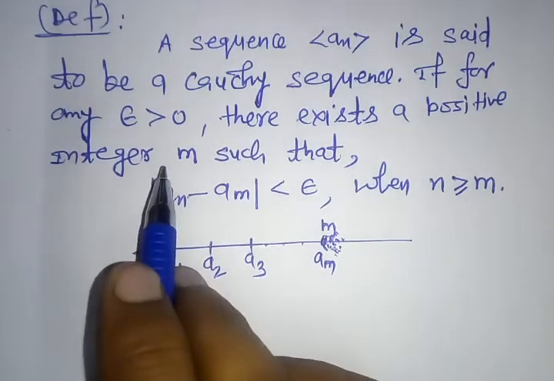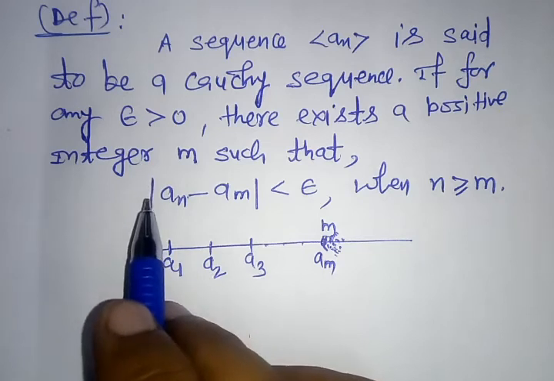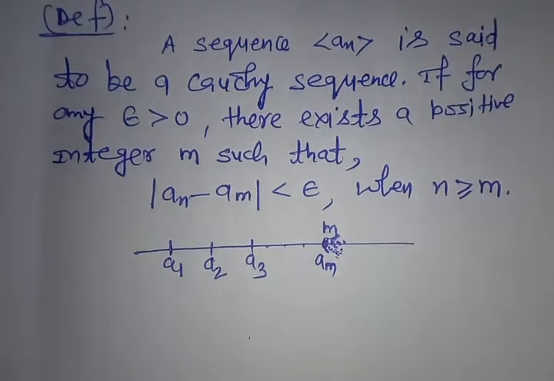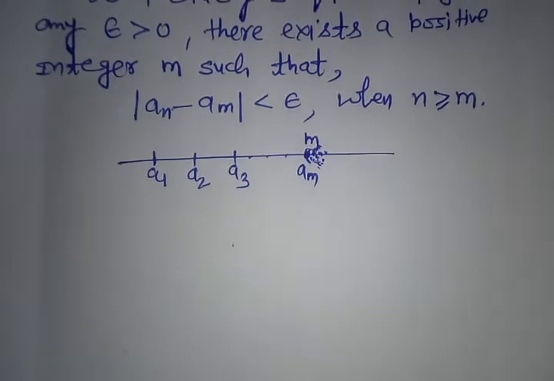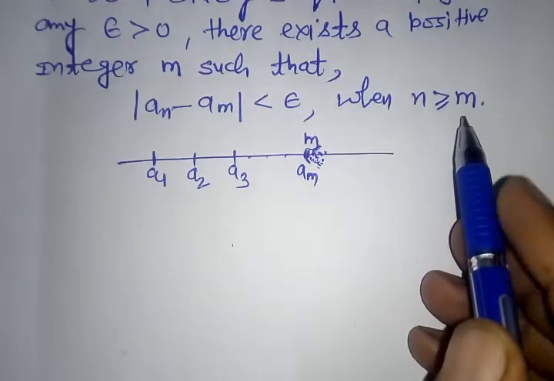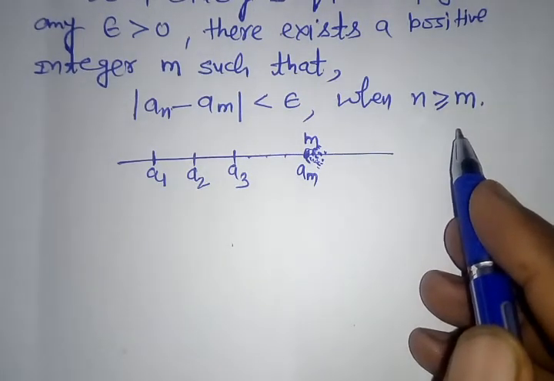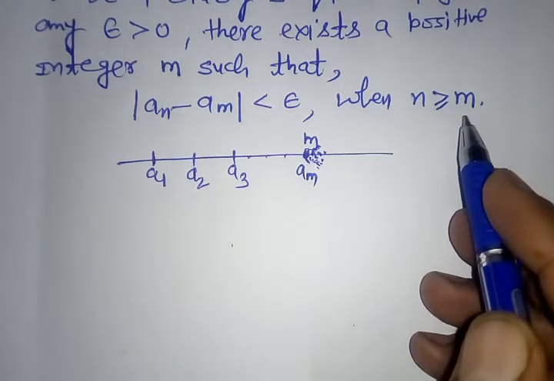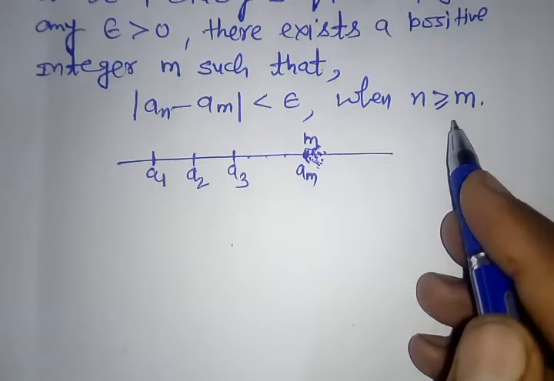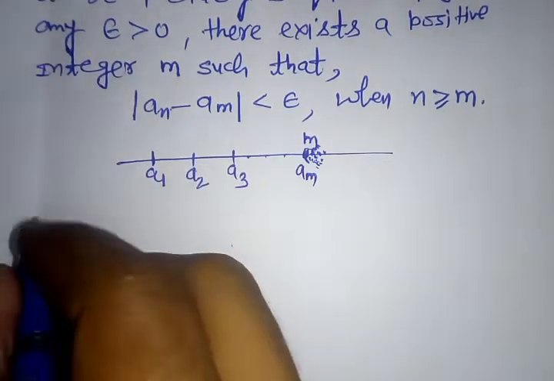Then the sequence a_n is said to be a Cauchy sequence. If we can find such an m, then the sequence will be a Cauchy sequence. And if we cannot find such an m, then the sequence will not be a Cauchy sequence.